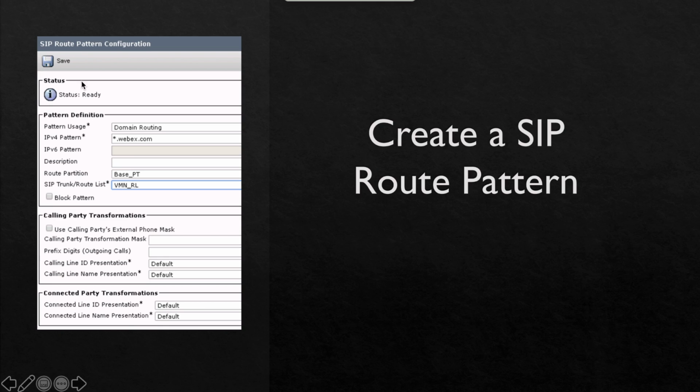And so for your SIP route pattern, you can click New. For the route pattern, you just put star.webex.com. It means anything.webex.com will route using this route pattern. For SIP trunk, you want to choose the Video Mesh node route list you just created, and then save those settings.